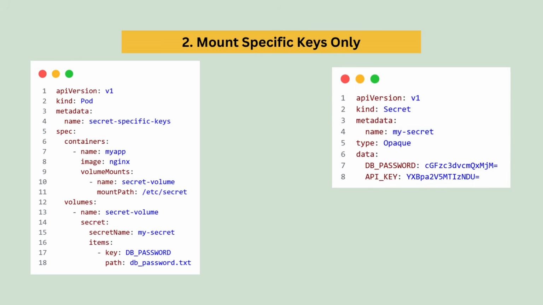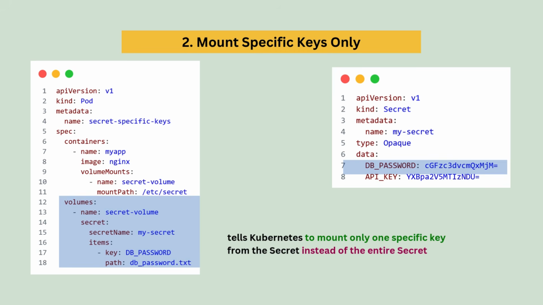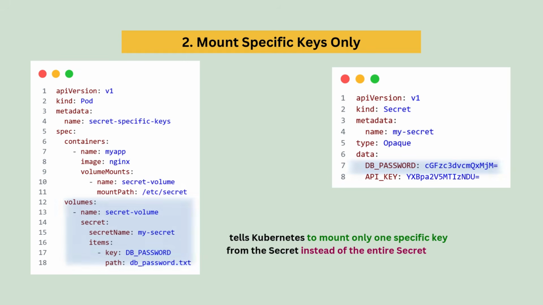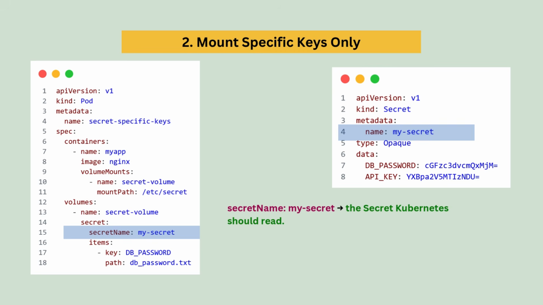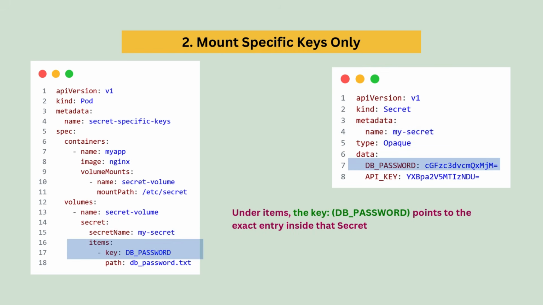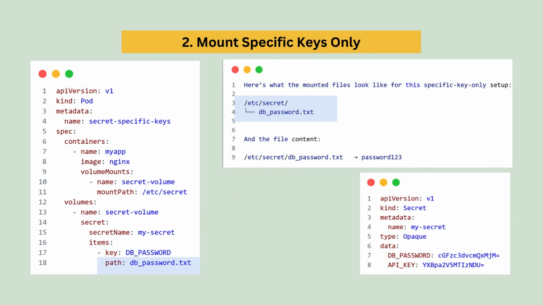Next, let's understand how to mount specific keys only. So inside your pod YAML, this part tells Kubernetes to mount only one specific key from the secret instead of the entire secret. So this secretName, my-secret, is the secret Kubernetes should read. And under items, the key DB_PASSWORD points to the exact entry inside that secret. The path dbpassword.txt is the file name it should appear as inside the container.